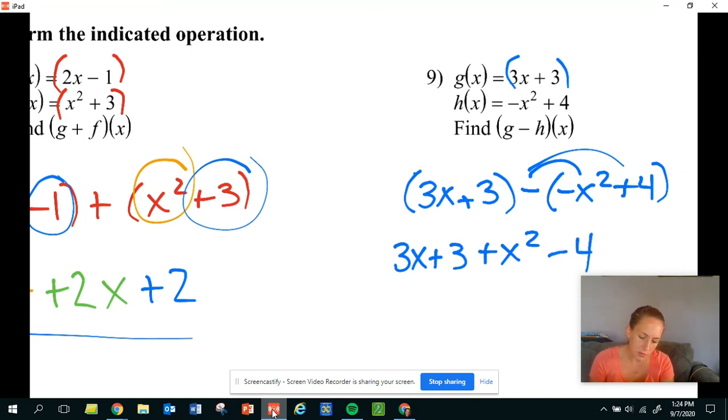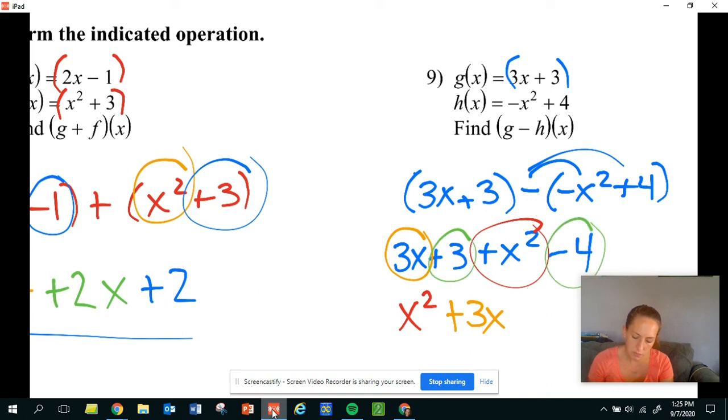So now I just got to combine like terms. X squared is my only one, so it comes down. 3x is the only one, so it just comes down. And then my 3 and my negative 4 go together to give me negative 1.